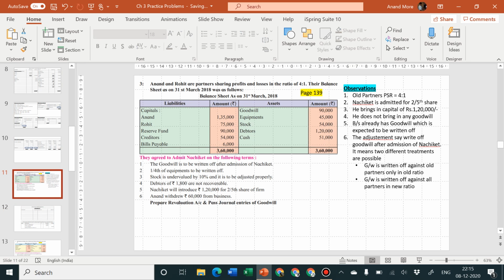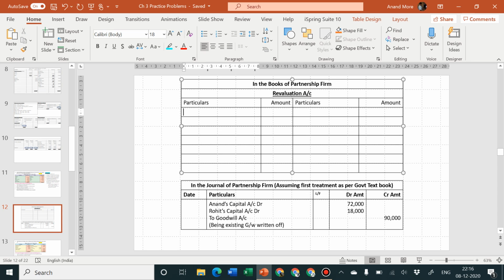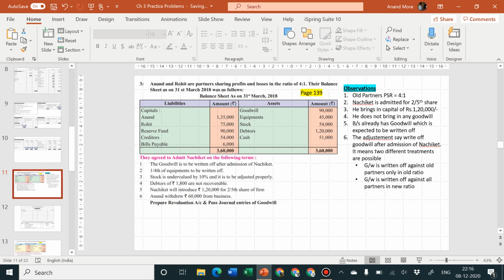Next one, 1/4 of the equipment to be written off. Equipment's amount is rupees 45,000. It is to be written off. If it is required to be written off, that means it is required to be reduced. Asset reduced is a loss. Loss should be debited to revaluation account. So revaluation account debit side to equipments. And amount is how much? 1/4. 1/4 of what? 45,000.